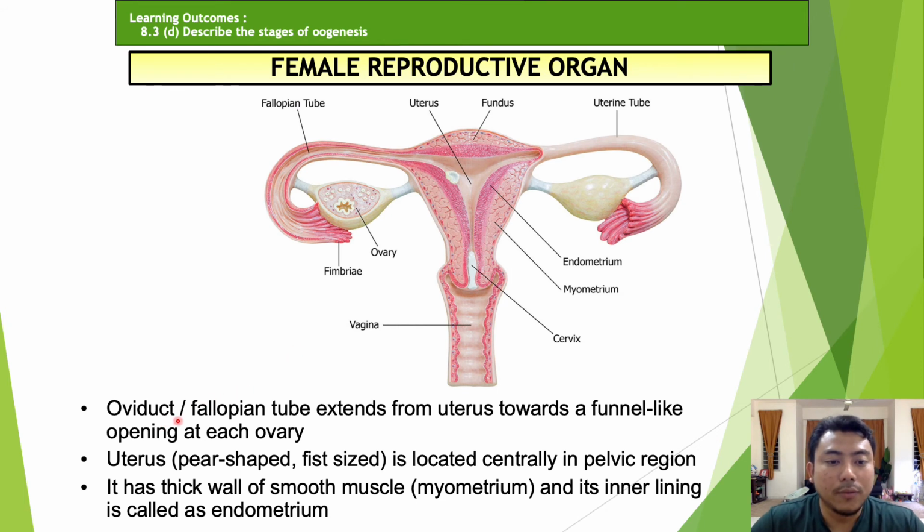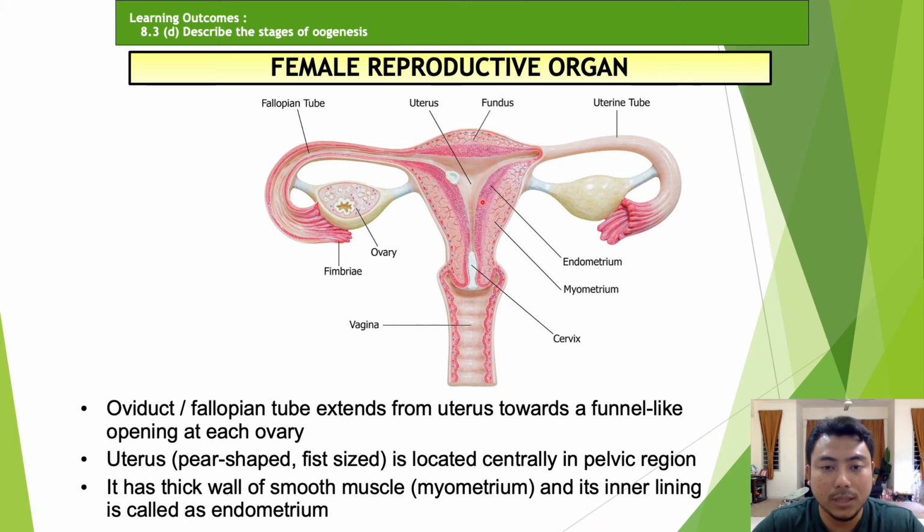So the oviduct, or the fallopian tube, as I mentioned earlier, extends from uterus, dia bersambung daripada uterus towards a funnel like opening at each ovary. Okay, uterus is a pear shape, berbentuk macam pear, tapi it's a fist size, maksudnya size of a fist, iaitu penumbuk. Is located centrally in pelvic region, bahagian pelvic. It has a thick wall of smooth muscle, okay, and its inner lining is called as endometrium.